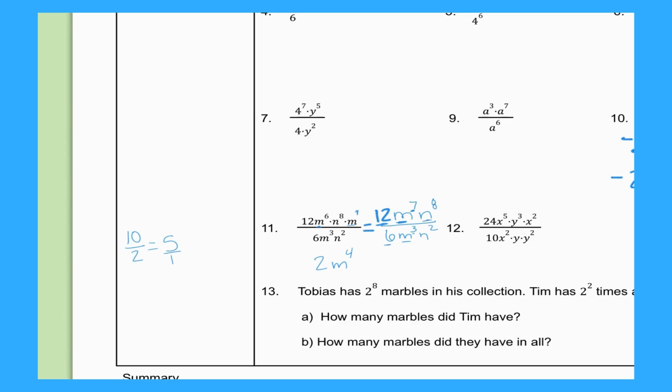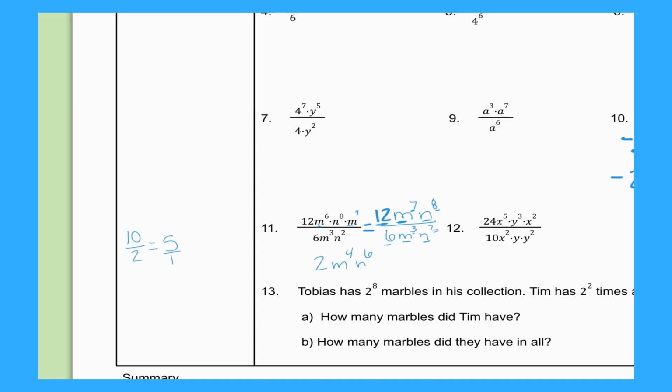And then we have another like base, n and n, so I can subtract those exponents. 8 minus 2 is 6. And again, after I do all that dividing, this is technically all in the numerator, because I could write it like this, over 1. After you divide, it ends up in the numerator. But because we have nothing in the denominator, I don't actually need that fraction bar there, but just to know that it is actually there.